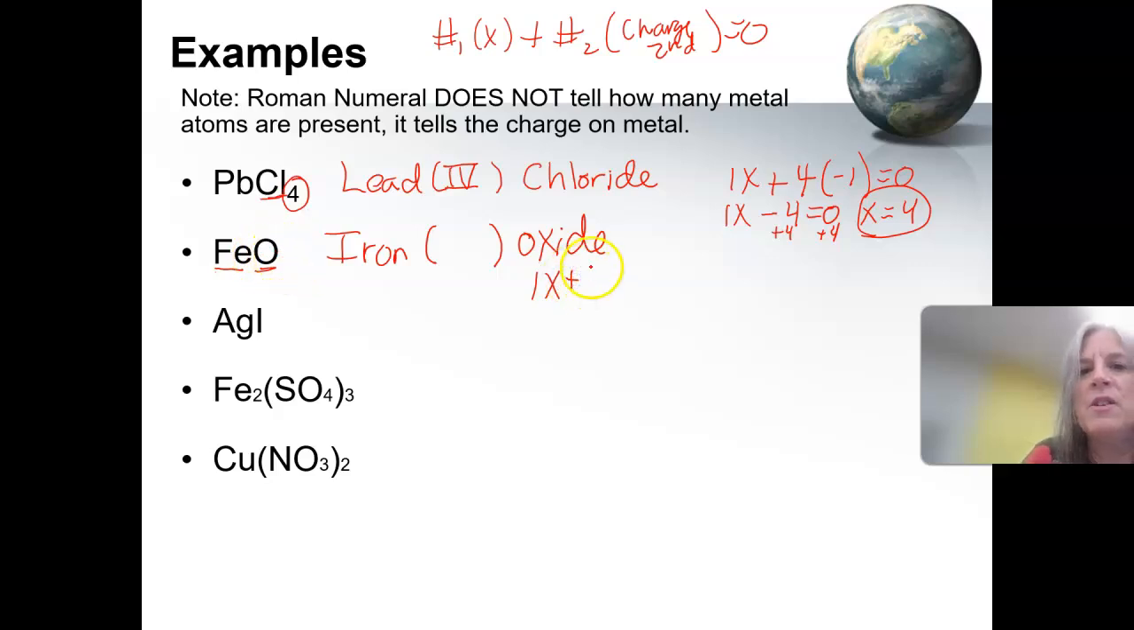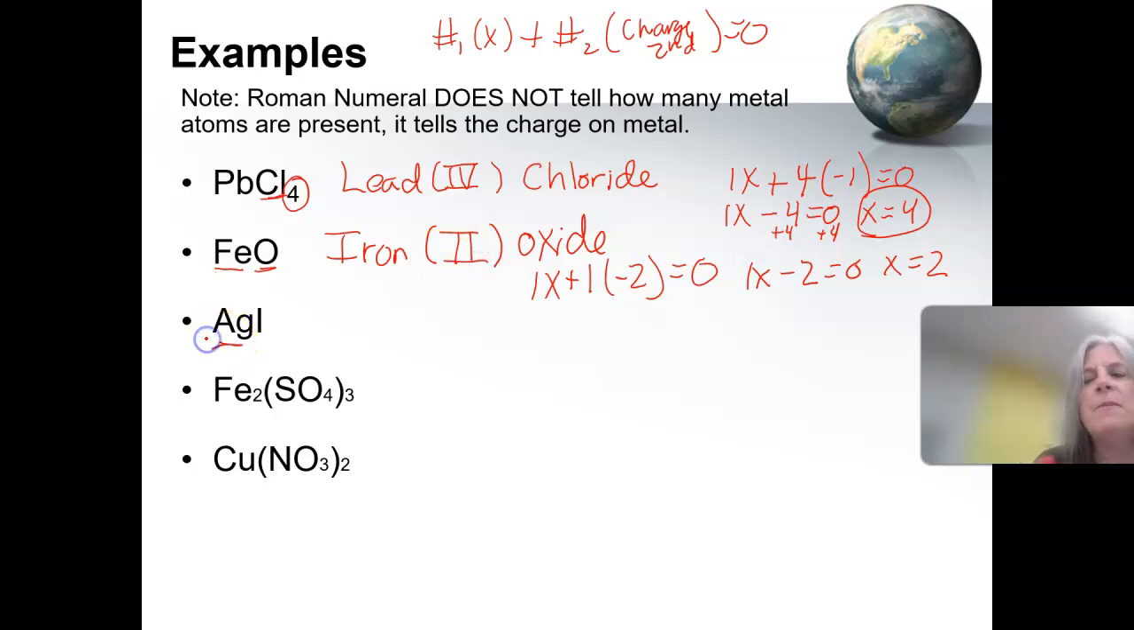There's no number here, so that just means 1 times the charge of oxygen from the periodic table. Oxygen is right there. It's a -2. And that equals 0. So 1x minus 2, right? 1 times -2 is -2, equals 0. So that means x is equal to 2. So this is Roman numeral 2.